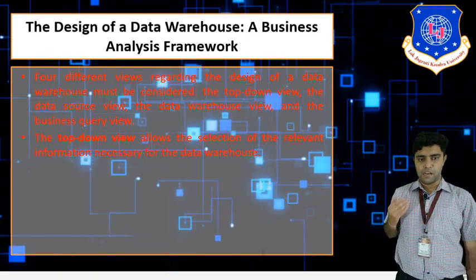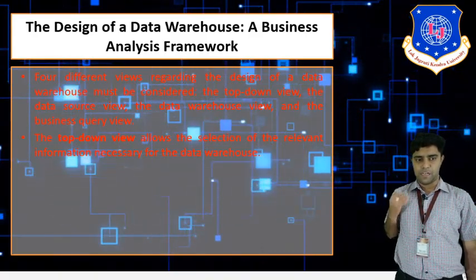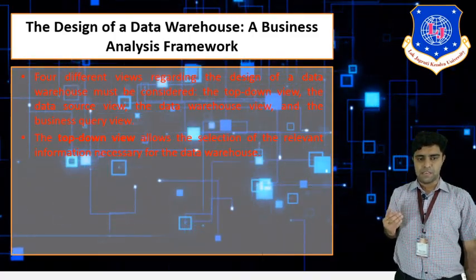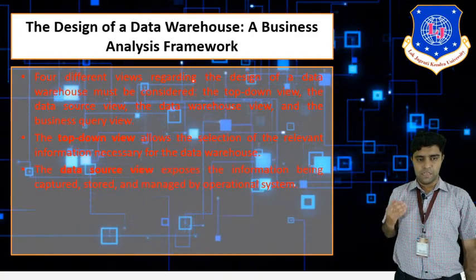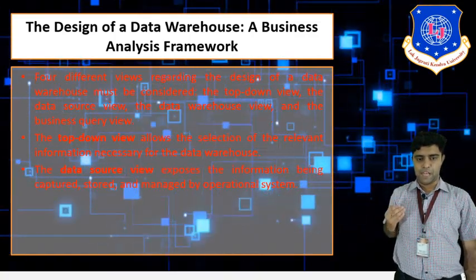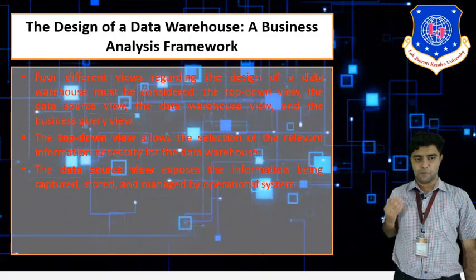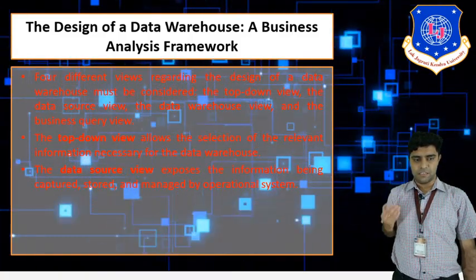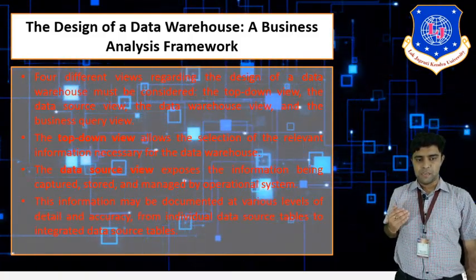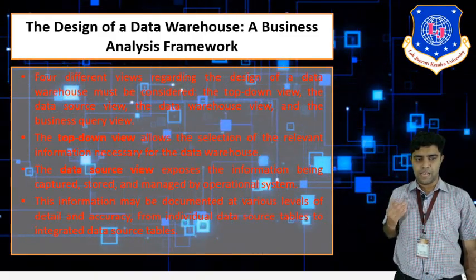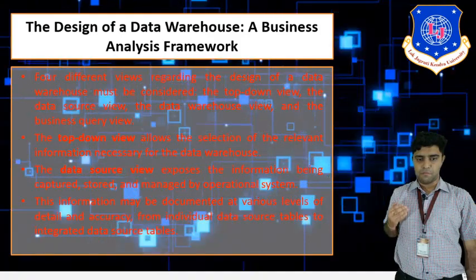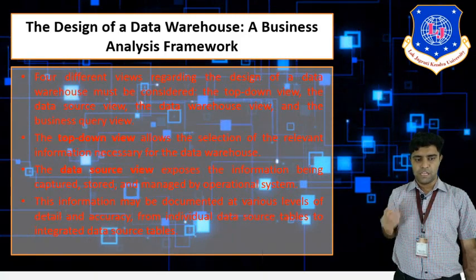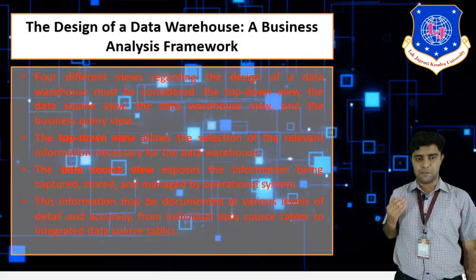The top down view allows the selection of the relevant information necessary for data warehousing. The data source view expresses the information being captured, stored and managed by the operational systems. Information may be documented at various levels of detail and accuracy, from individual data source tables to integrated data source tables, where multiple data source tables are integrated.